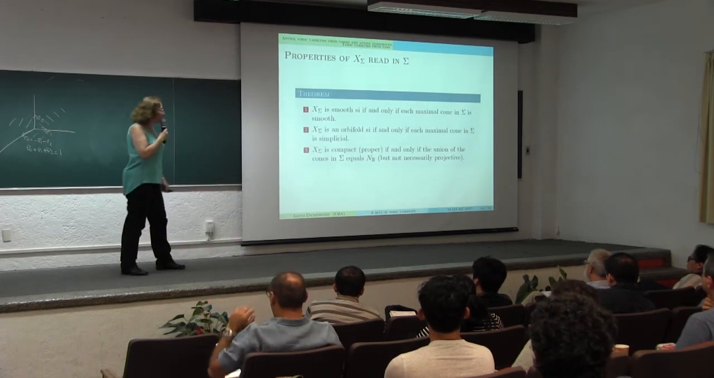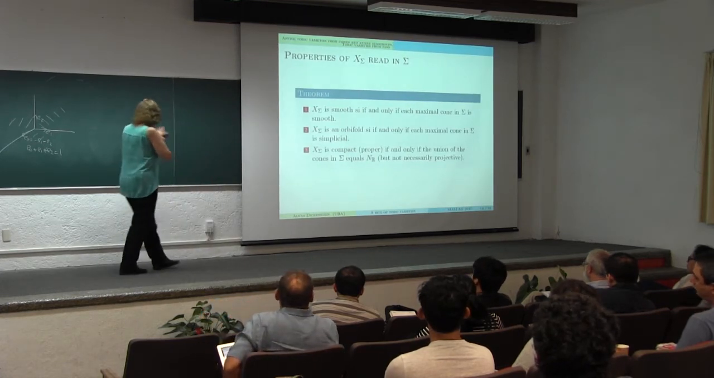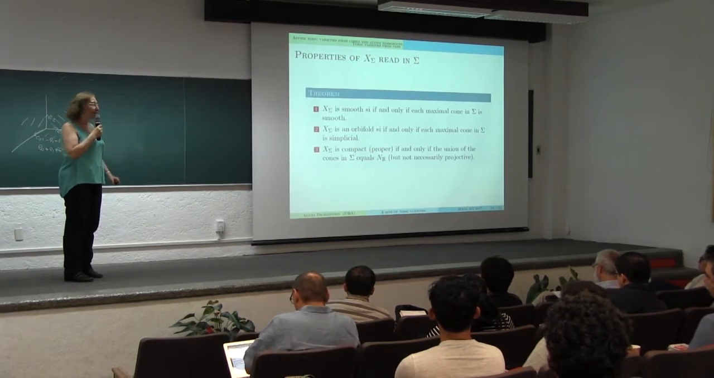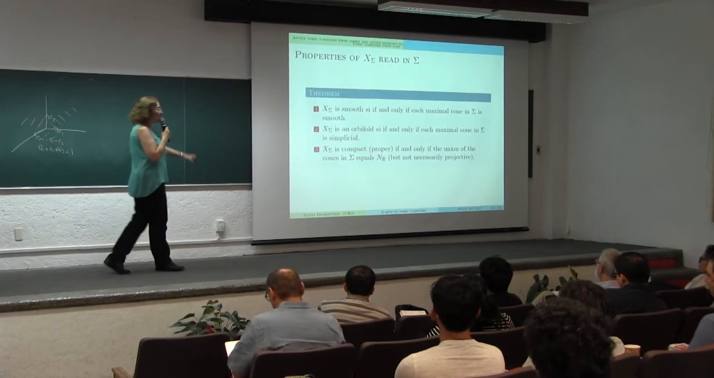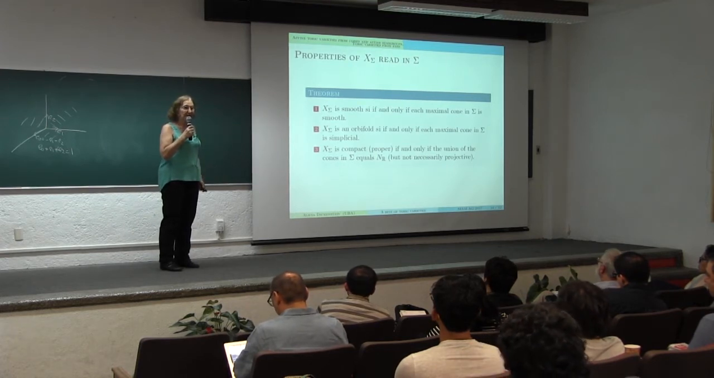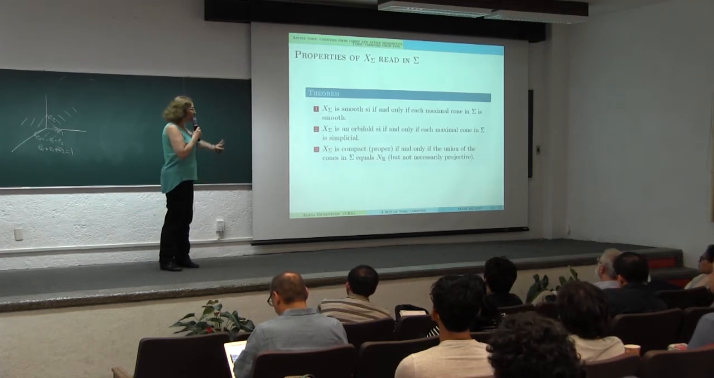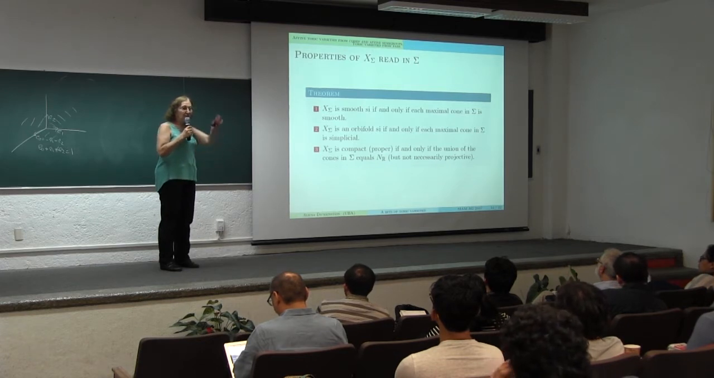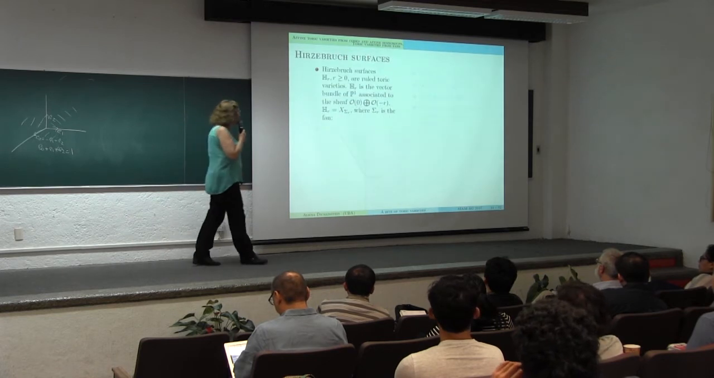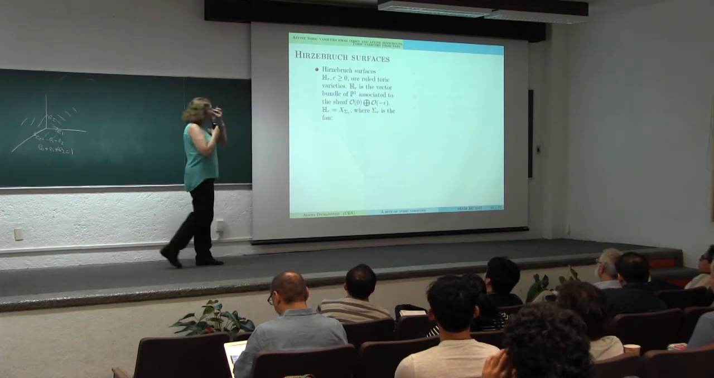And it is compact if and only if the union of the cones equals the whole area. Okay? But it is not necessarily a projective variety. There are further conditions to get a projective variety. I need that the union of the cones fills the space to have a compact variety. Okay, so let me give you a second example.